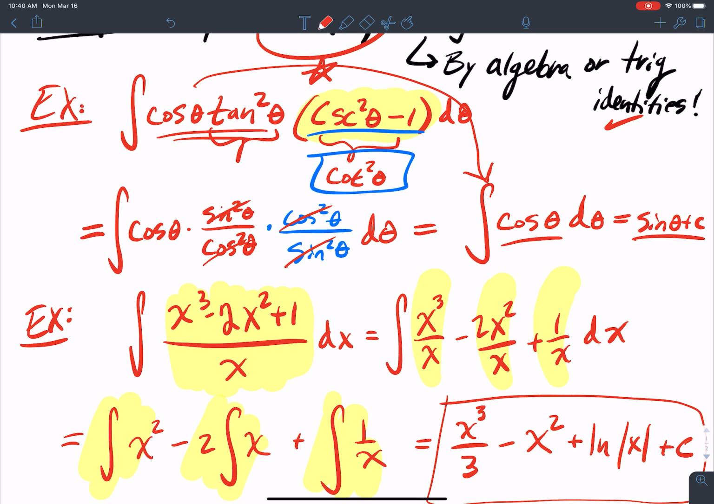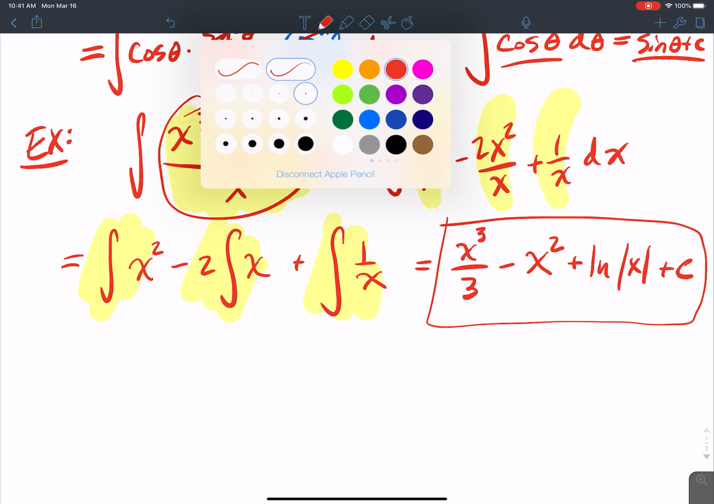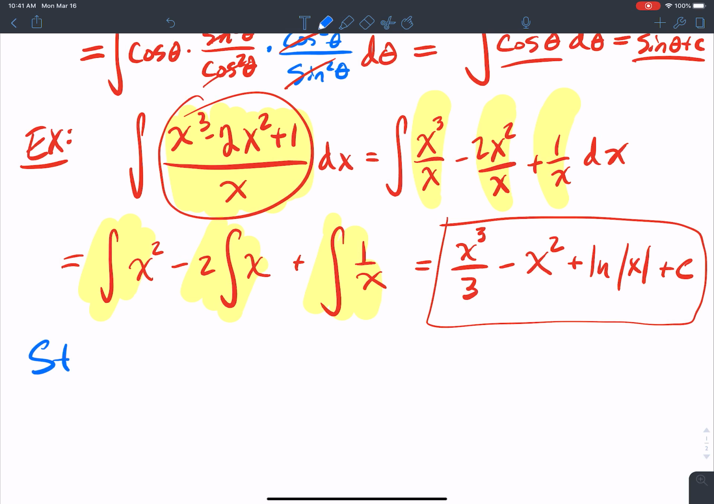So key here, make sure to convert everything to sines and cosines. Use identities if you see something that pops out. With this one, long division typically will help you out, but not always. So try this next one.